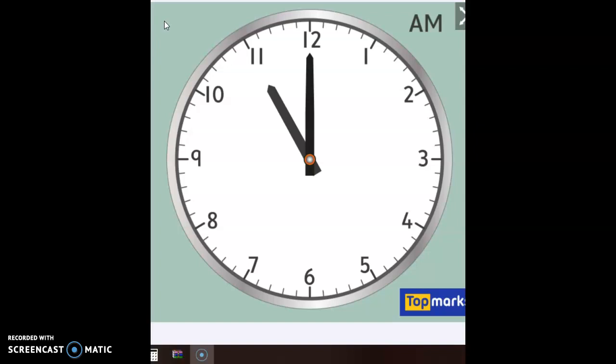The long hand should be on 12 and the short hand should be looking at 11. Good job. Let's try another one. Okay, guys, what time is it now? It's 5 o'clock. Good job. Because the long hand is on 12 and the short hand is looking at 5. Okay?